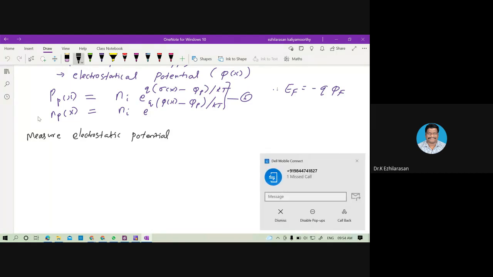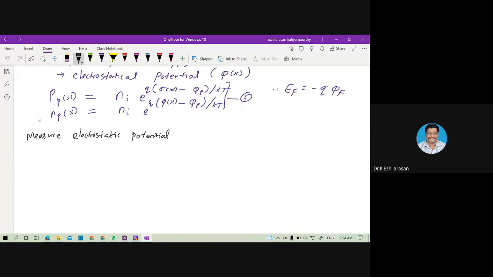Now let us calculate, or let us measure, the potential relative to the potential which corresponds to the Fermi level.